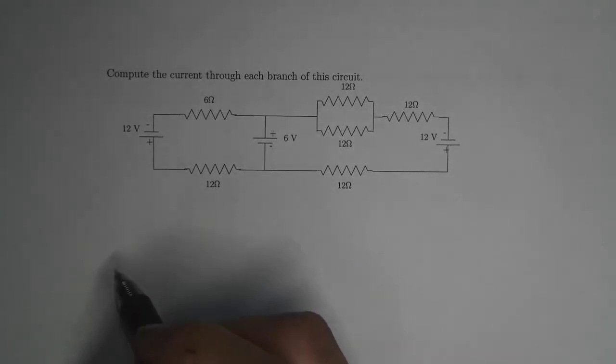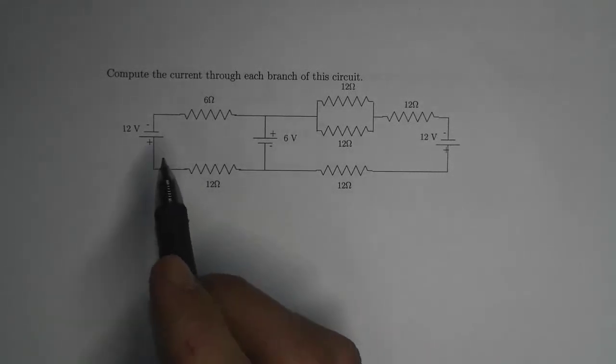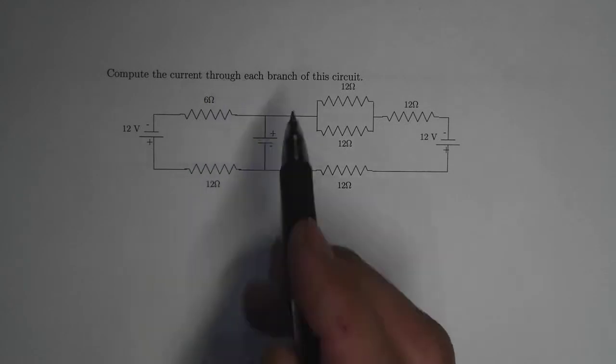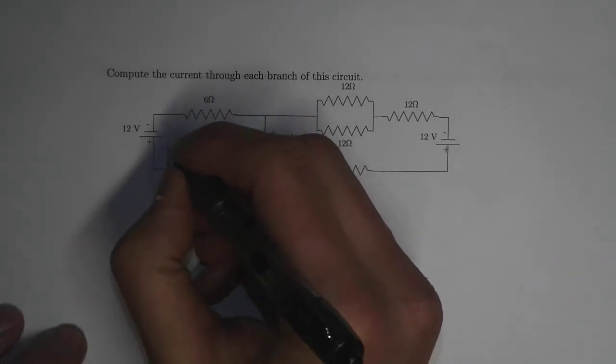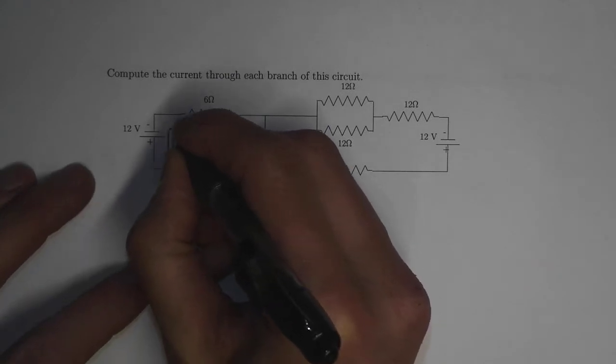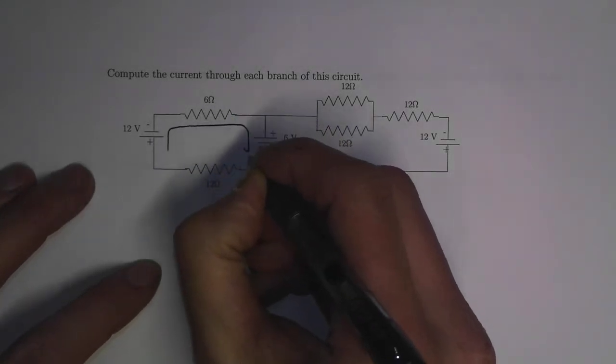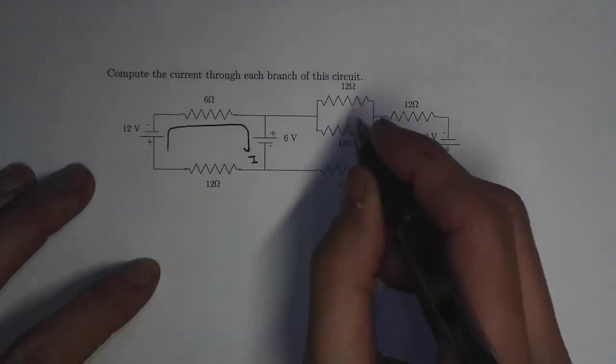In the following problem, which is a much more sophisticated version of Kirchhoff's law, compute the current through each branch of this circuit. Alright, so this is a multiple branch circuit. Let's say this one is going to be I. That'll be circuit number 1.